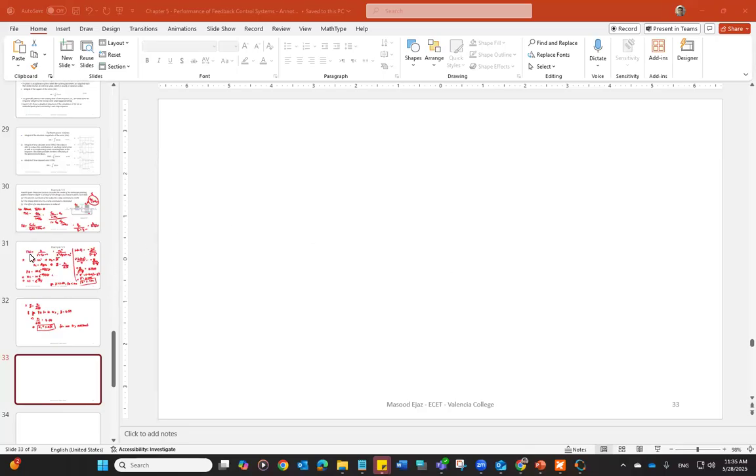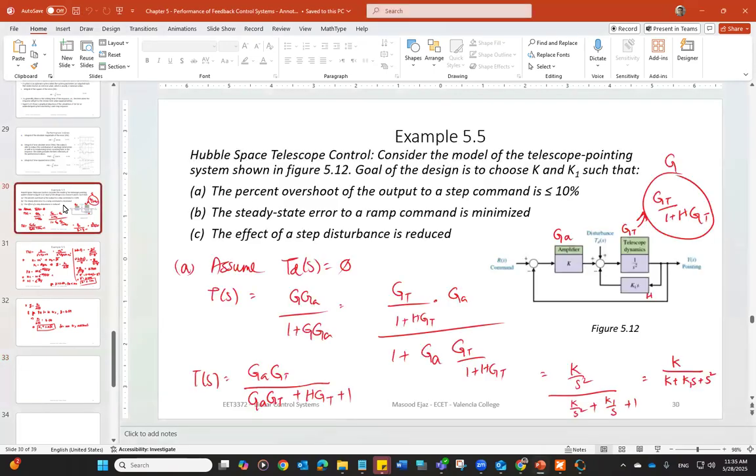Okay, so we will continue the problem that we were doing, which is example 5.5. It's about the Hubble Telescope. And the block diagram that is given to us is for the system that the Hubble Telescope is pointing towards. The input signal is the command in the direction in which the Hubble telescope should be pointing, and the output is, of course, the actual direction in which it is pointing.